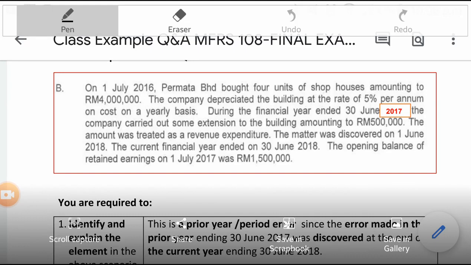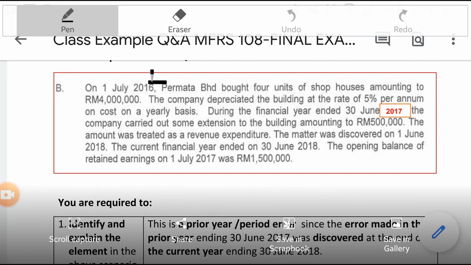Today I'm going to discuss an application example for error under the standard MFRS 108, which is equivalent to IAS 8, dealing with accounting policies, changes in accounting estimates and error. And I'm using this example which comes from the final exam question December 2018 from FAR270. It's question 3, and I'm focusing on question 3B.